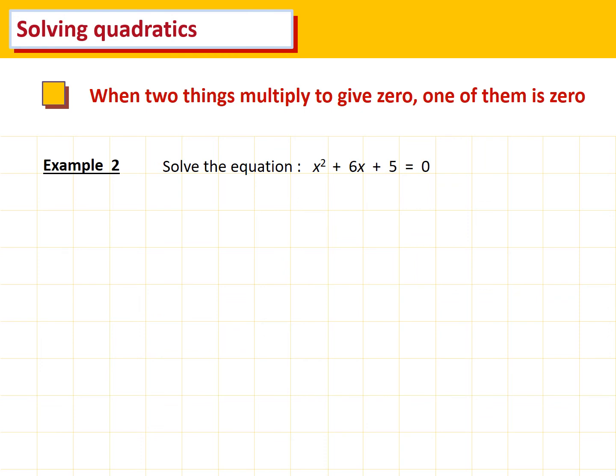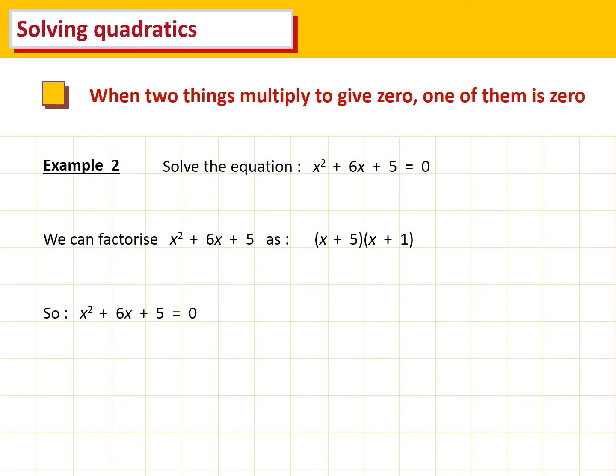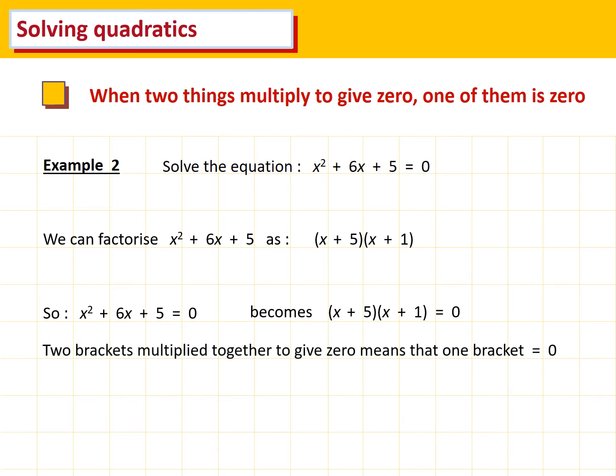Here's a second example. Once again, we factorise, which means asking ourselves which two numbers multiply together to give positive 5, and when added together, give us positive 6. Now, there's only one answer to that question, and those are the answers plus 5 and plus 1. Therefore, if the quadratic equals 0, then the two brackets multiplied together must equal 0. Two things multiplied together equaling 0 must mean one of them is 0.